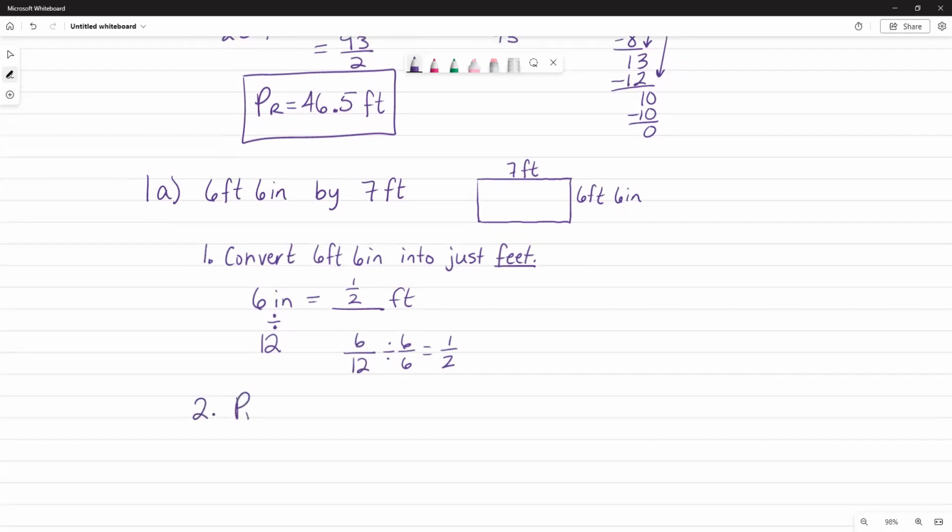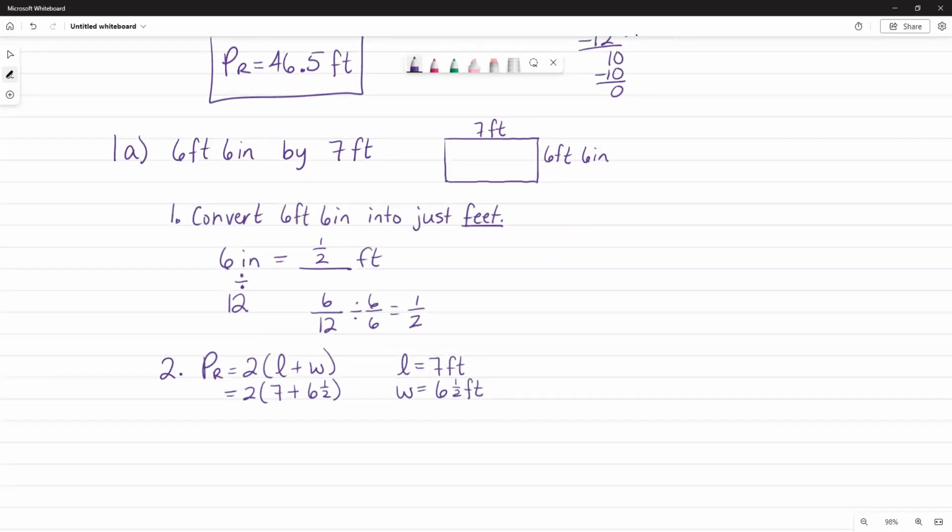So the perimeter of a rectangle, again, is 2 times the length plus the width. My length is 7 feet. Width is 6.5 feet. So let's plug that in. This is 2 times 7 plus 6.5. All right, I'm going to come on over here so I know that I have to solve the 7 plus the 6.5 first. So 7 plus 6.5.